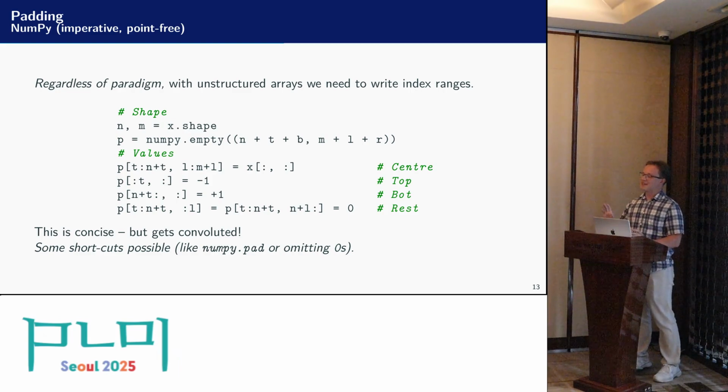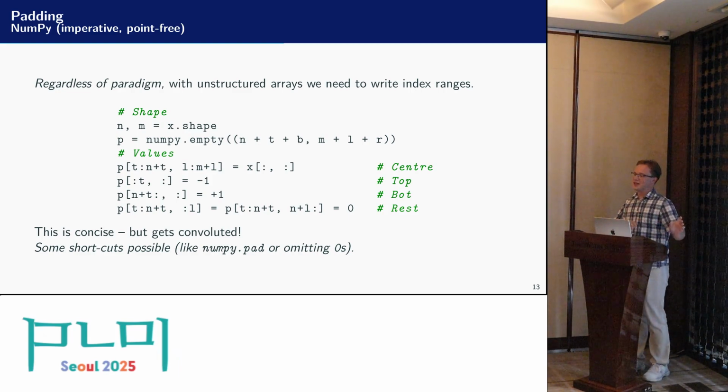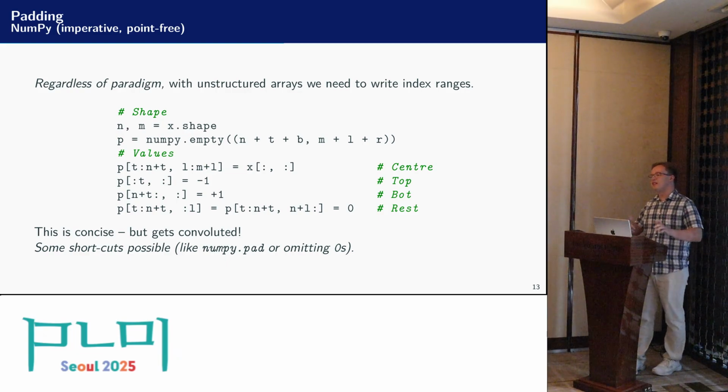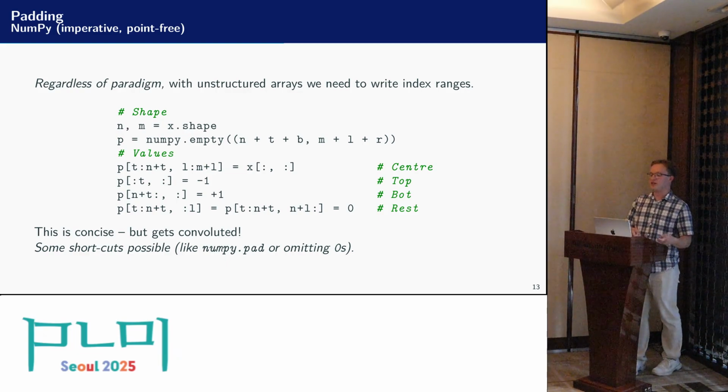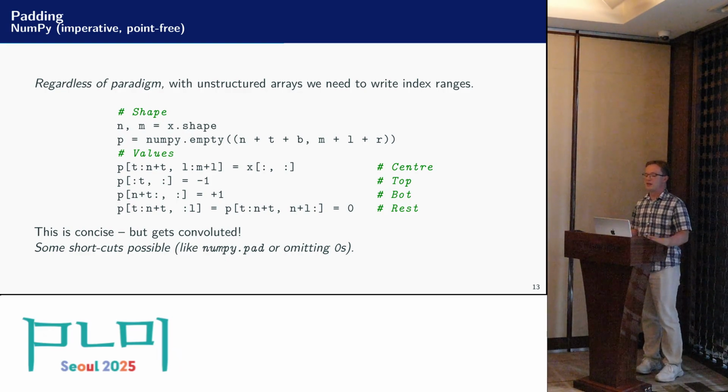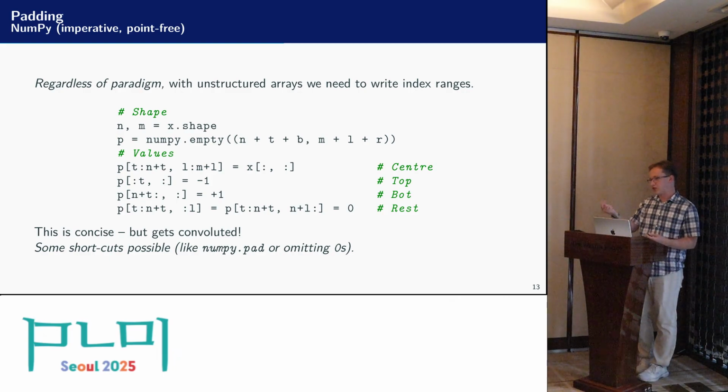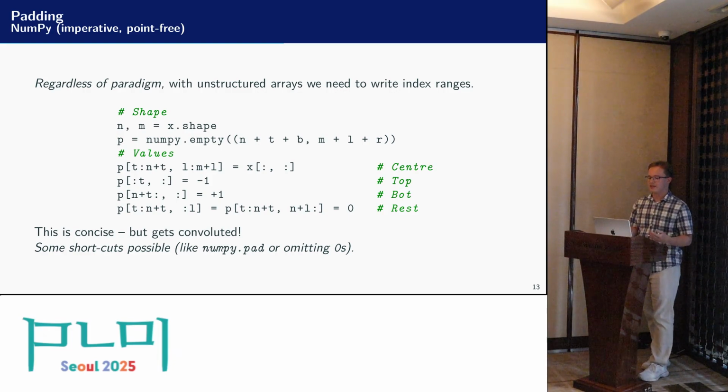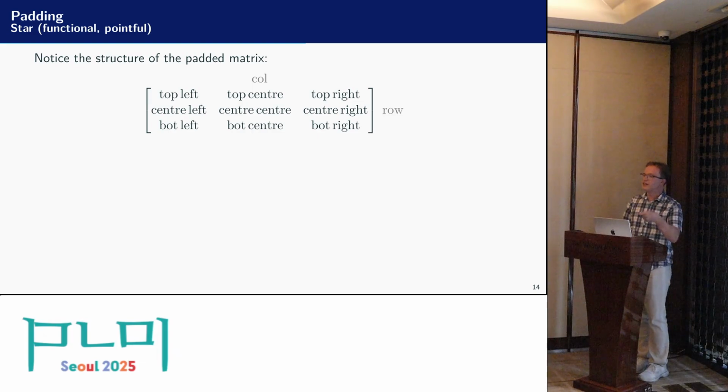Either way, we're padding a matrix. And the way you do it in an imperative point-free setting, and really in any setting which has unstructured arrays, where the only thing I can really say is that the input is a two-dimensional array and the result is a two-dimensional array, is I have to set up the shape, and the shape is going to be a sum of a bunch of components, like a bunch of these individual sizes, and then I need to set all of the values, right? But the only way I can access the specific parts of the array that I want is I need to find the index ranges, right?